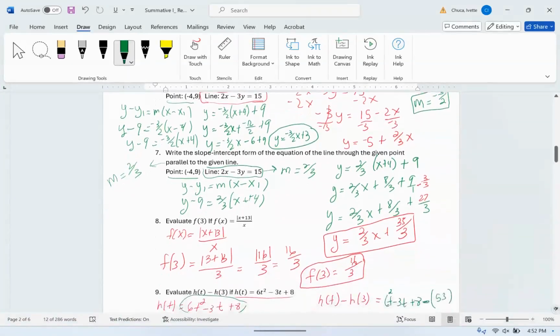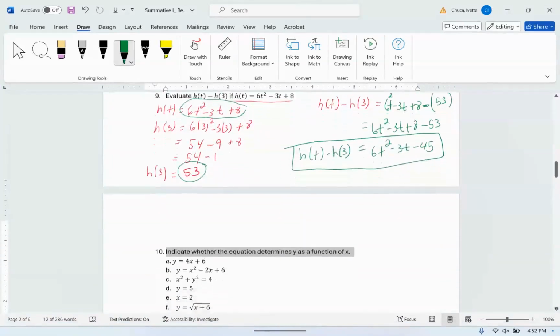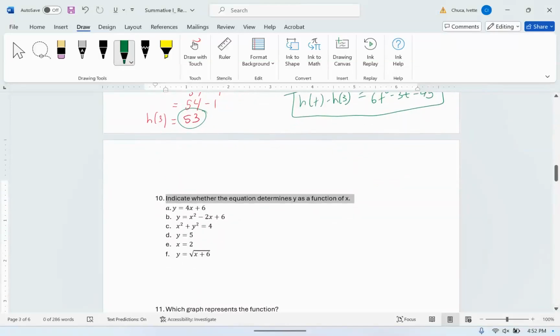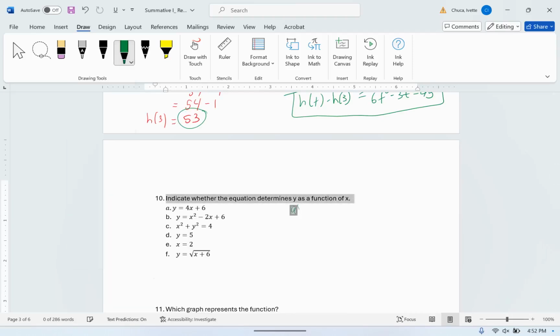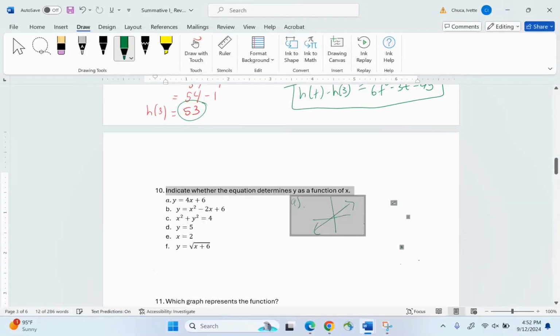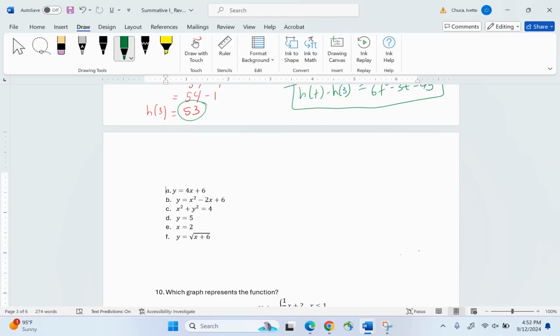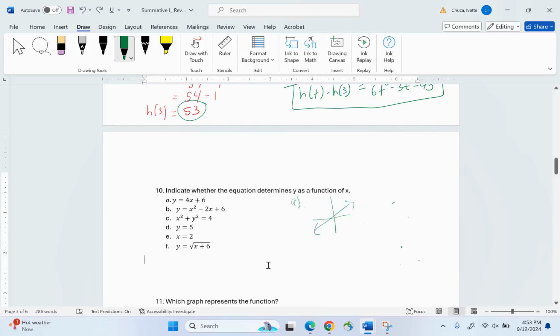Okay, the next example: indicate whether the equation determines y as a function of x. So here, there are two ways you can look at this. If you know what the graph is going to be, for example, letter A, we know that this is a line, y equals 4x plus 6. That's going to be a line if you graph it. It's going to be something like this. So this is going to be a line. So this will pass the vertical line test. So that makes it a function.